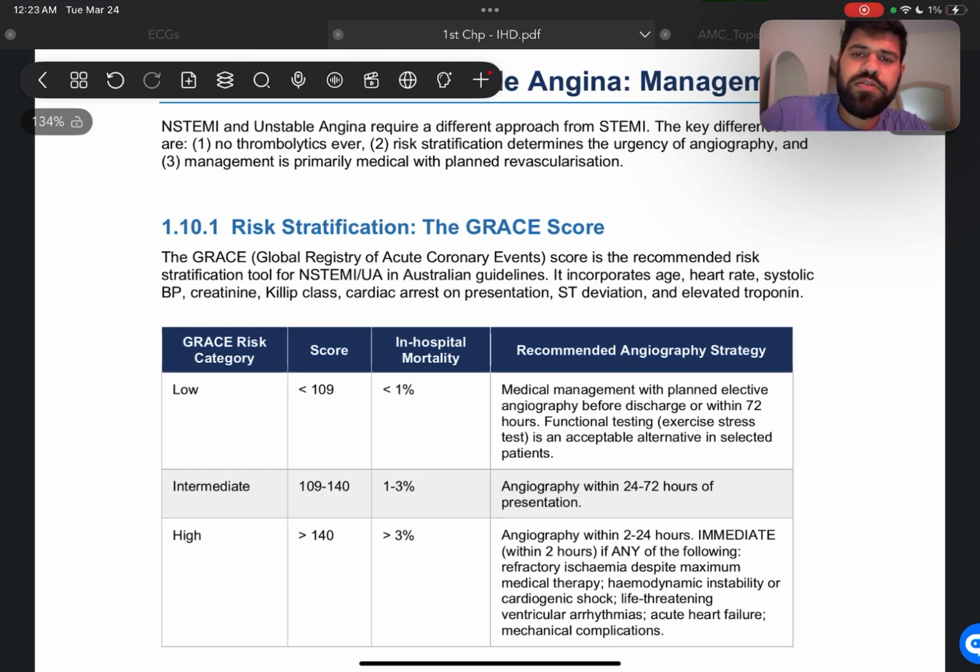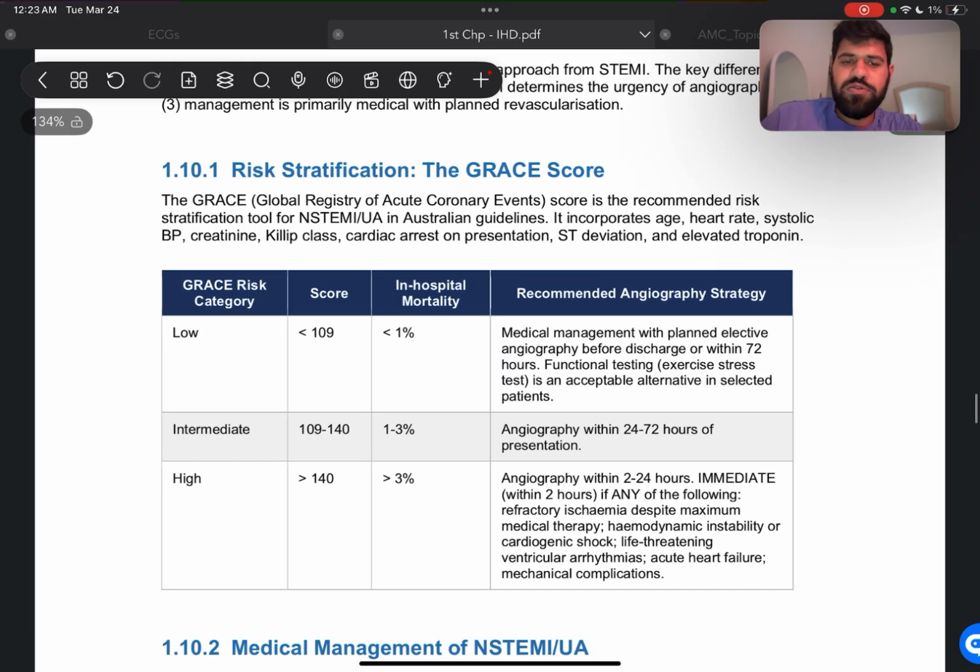So risk stratification, which is the GRACE score, as I was telling you about the Killip classification. You don't have to know how to calculate it, but there are online calculators available for it, and there is just Killip classification 1, 2, 3, and 4. So based on that, if you can find the GRACE risk category to be low, which means it's less than 109, that means the in-hospital mortality is going to be less than 1%. All right, intermediate is between 109 to 140. Its in-hospital mortality is 1 to 3%, and angiography within 24 to 72 hours of presentation should be done.